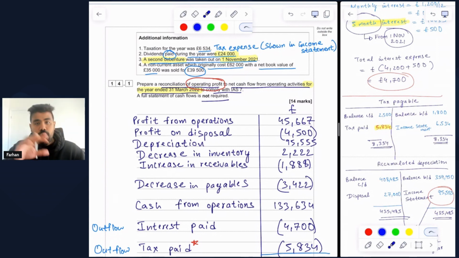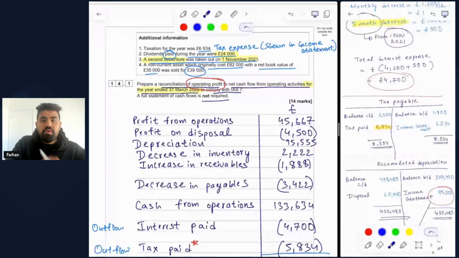So the profit from operations that we have, which is £45,667, includes the effect of many non-cash items that we need to remove so that we have a solid figure that is only for cash purposes. Now the profit on disposal is a non-cash income, and this is what we have to subtract because, again, we are trying to arrive at cash from the profit from operations that we already had.